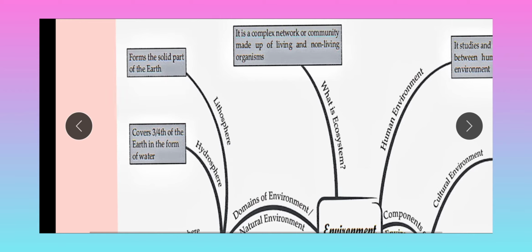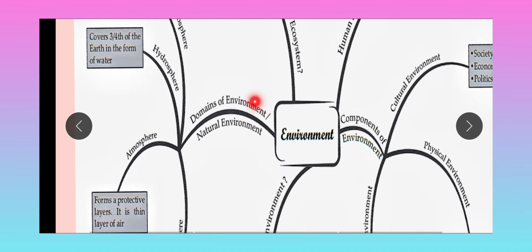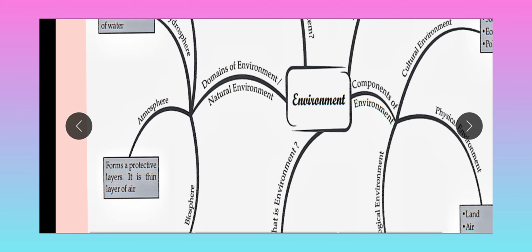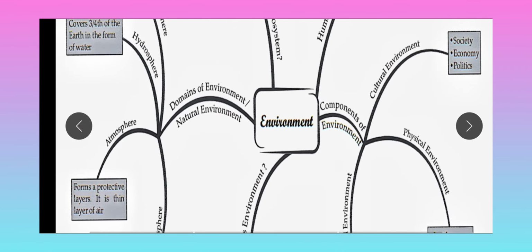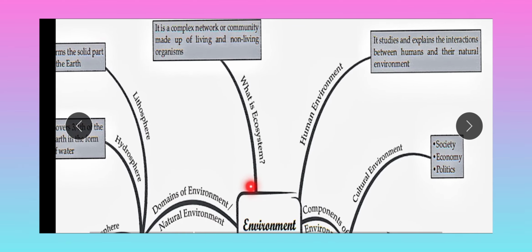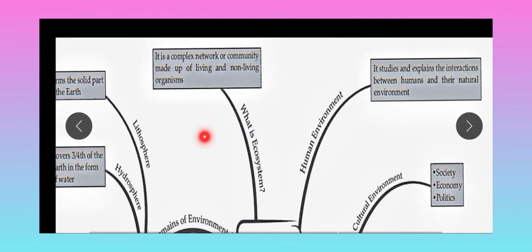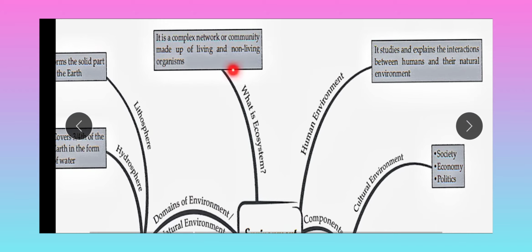Then hydrosphere, which covers three-fourths of the earth in the form of water. Then atmosphere forms a protective layer. It is a thin layer of air. Then biosphere, made up of living and non-living things. Next point: what is ecosystem? It is a complex network or community made up of living and non-living organisms. In an ecosystem, both living and non-living organisms exist, and that is called the ecosystem.